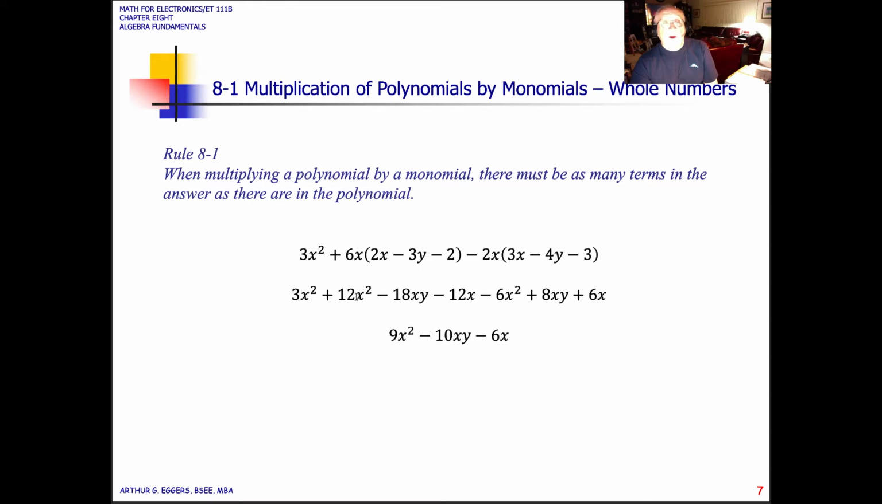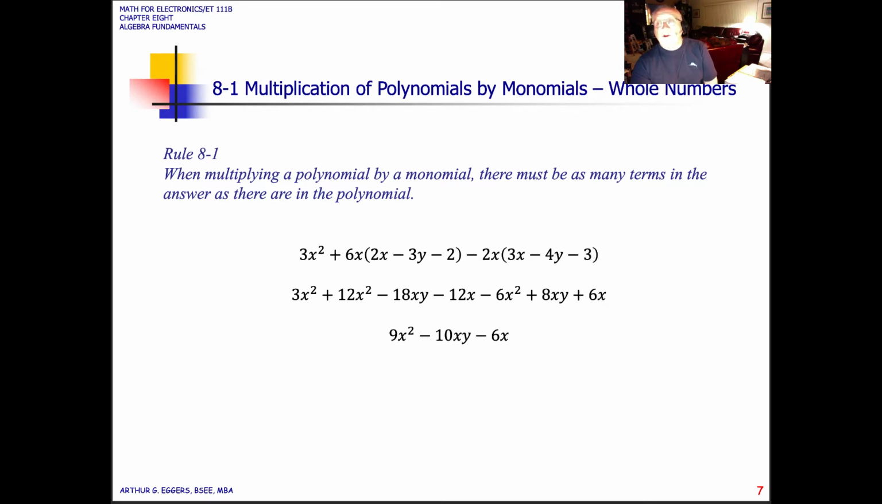6x times 2x becomes 12x squared. 18xy, because we've got an x and a y term. And then 12x. Then we move on to the second grouping. 2x times 3x gives us 6x squared. 2x times 4y, 8 times xy. And 2x times 3 gives us 6x.